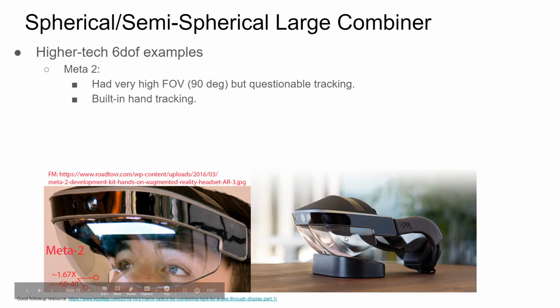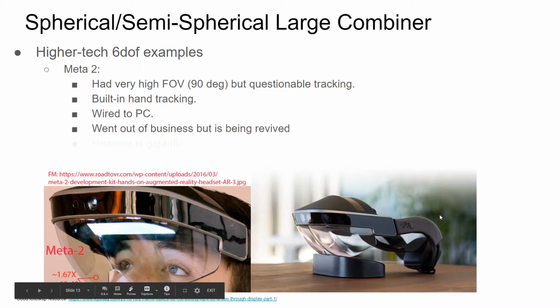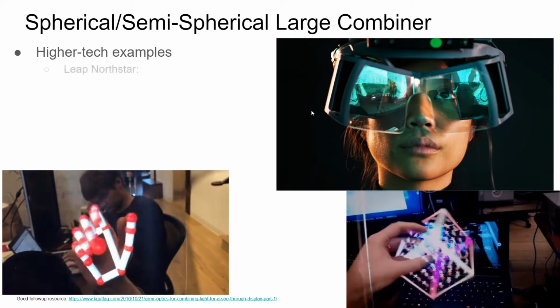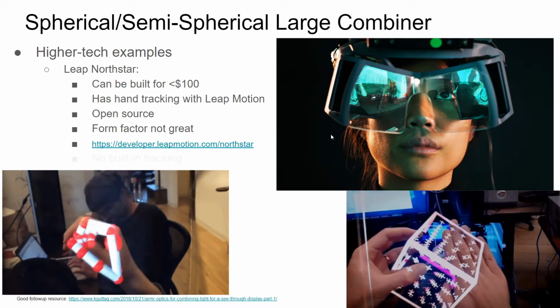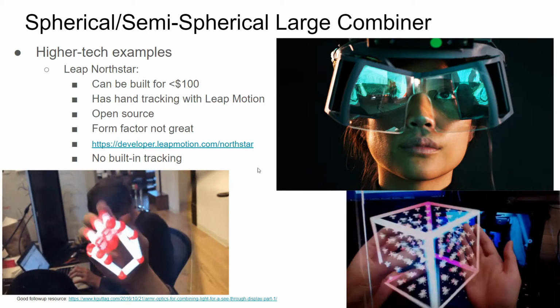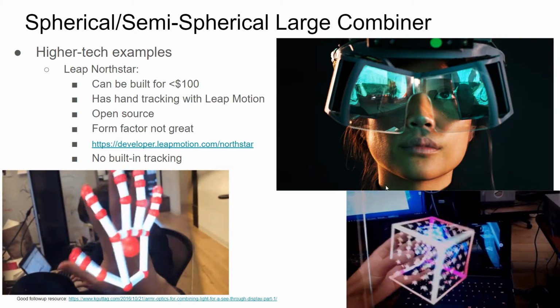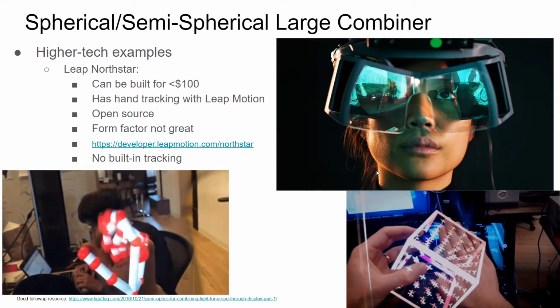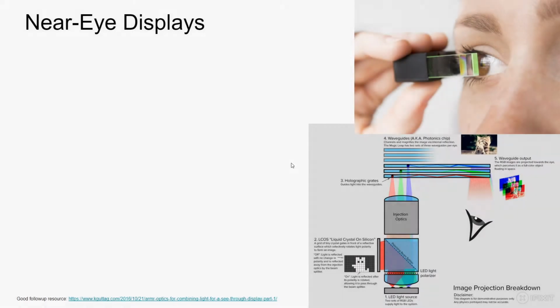The Meta 2 also is one of these, and as you can see, there's an LCD and it's reflecting the image onto the combiner. In this case, the combiner is some subsection of the glass part, not the entire glass part. You can see the parts that's darker in this image. And again, you can go back to these slides if you care. There's the Leap Northstar, which is this very cheap large combiner headset that you can build yourself, and whether or not it's fun to build is up for debate, but it's a cool project.